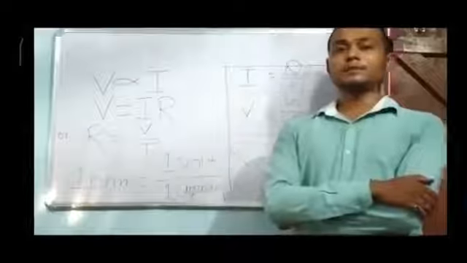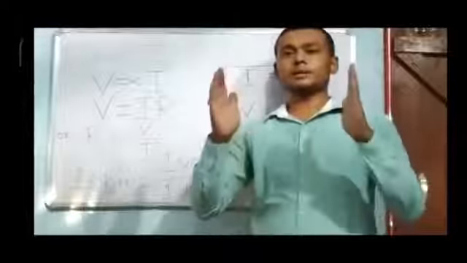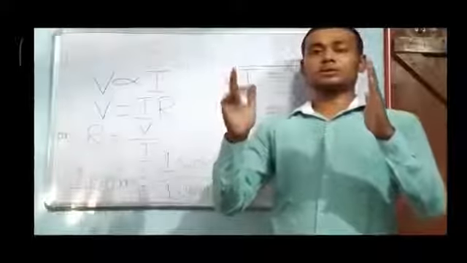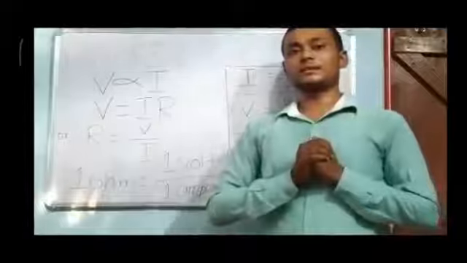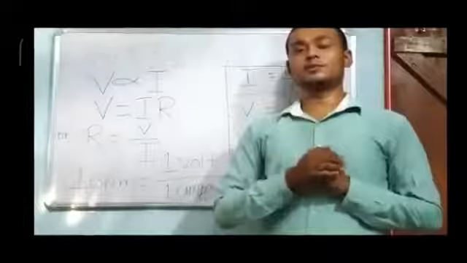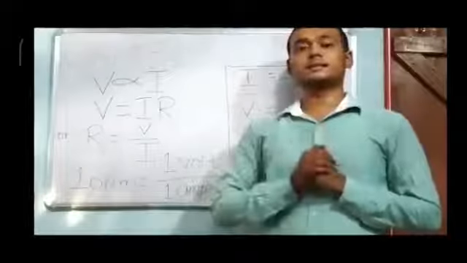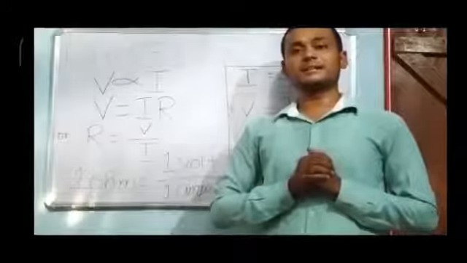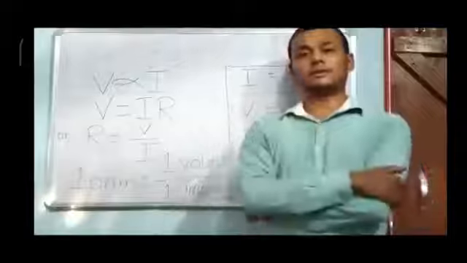If across the two terminals there is 1 volt of potential difference and 1 ampere of current flows through this conductor from positive to negative terminal, then we say that there is 1 ohm of resistance.